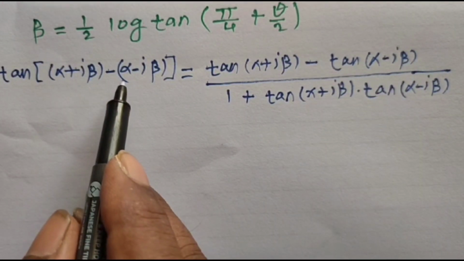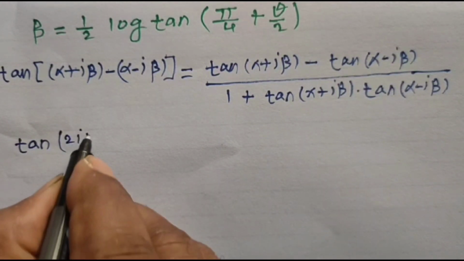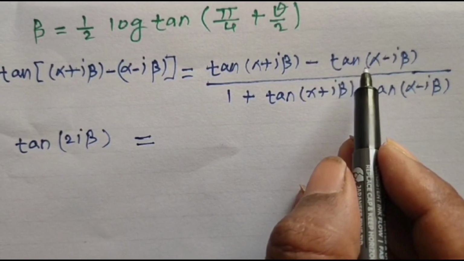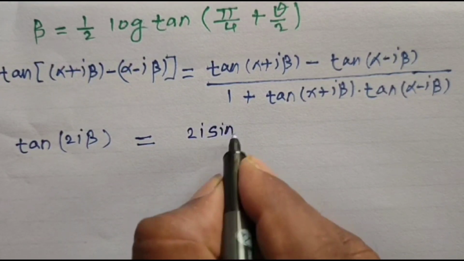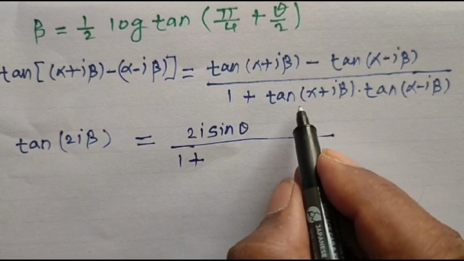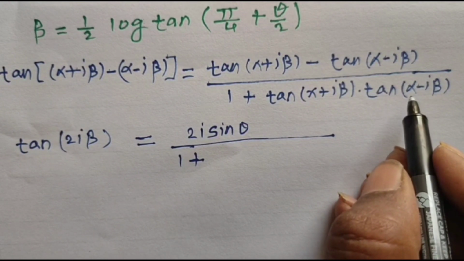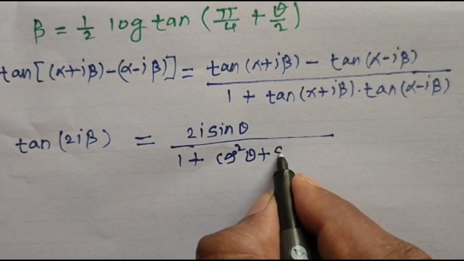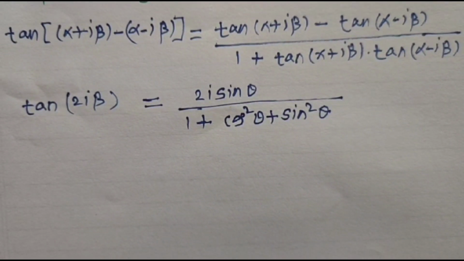Alpha plus i beta minus alpha minus i beta, left hand side becomes tan of 2 times i beta, and right hand side cos theta plus i sin theta minus cos theta minus i sin theta, that is 2i sin theta divided by 1 plus cos theta plus i sin theta into cos theta minus i sin theta, that is cos square theta plus sin square theta. But you know, cos square theta plus sin square theta is trigonometrical identity, which is equal to 1.